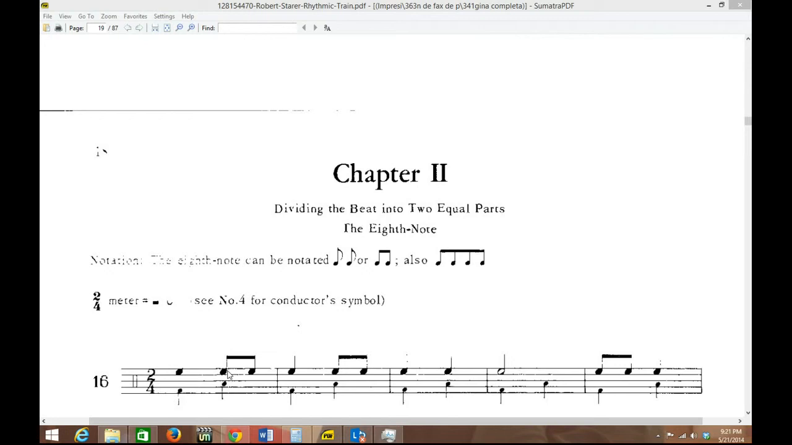So we must account for every eighth note value within this beat with either a ta or a clap. That means we're going to have 2 events happen within this beat, either 2 tas, 2 claps, or some combination of the 2. In this case, we have a ta on the first eighth note, and we have a ta on the second eighth note because we have 2 notes there. So we're going to ta on both of those. The second measure is a repeat of the first one.